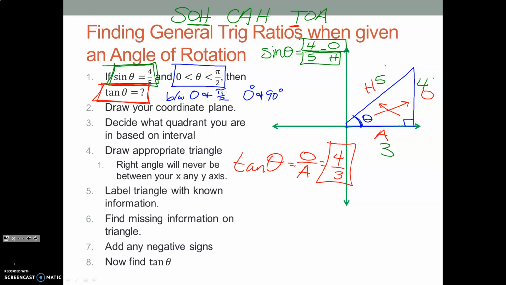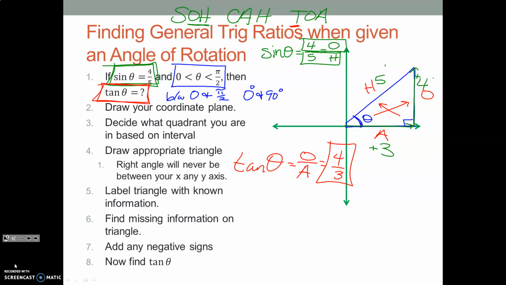So 4/3 is the correct answer. I should have mentioned too, I know that this is a positive 3 because I'm moving to the right. I know that this is a positive 4 because I'm moving up. Okay, so that is the type of question that you will most likely see on the ACT.